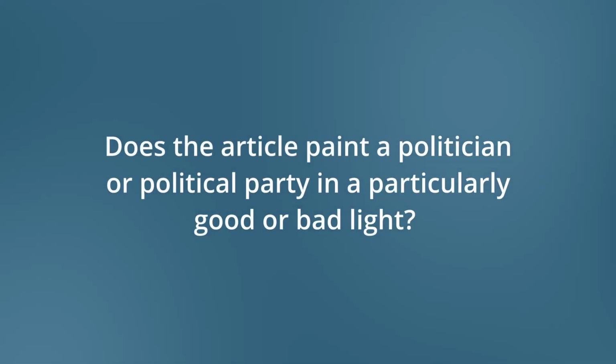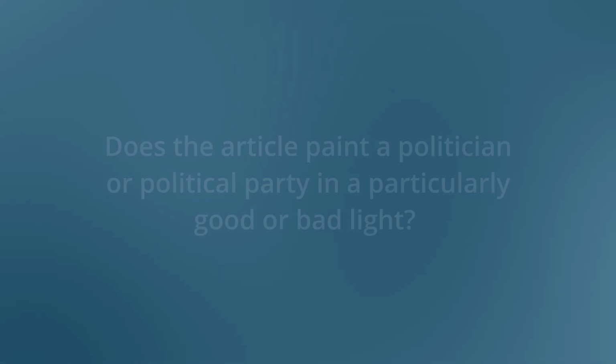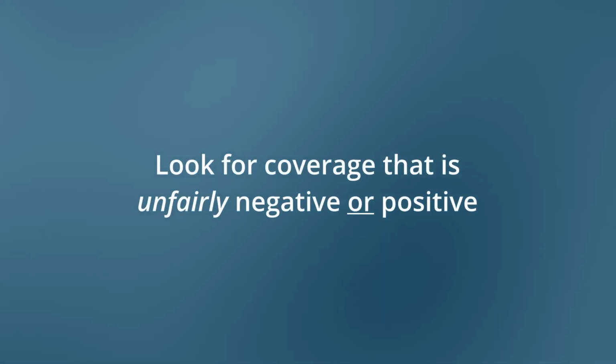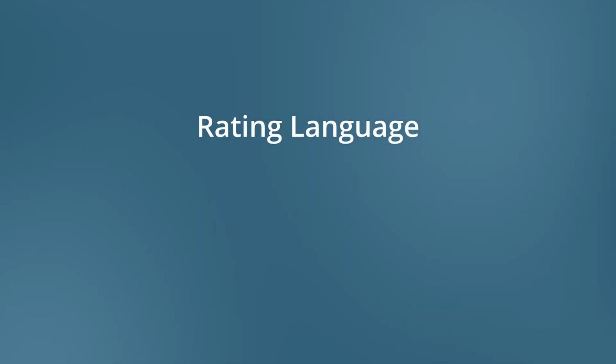Does the article paint a politician or political party in a particularly good or bad light? Look for coverage that is unfairly negative or positive in view of the underlying thing that the politician did, with the caveat that if what the politician did is widely considered positive or negative, the article may cover that factually without having bias. Language is often the easiest factor to rate.